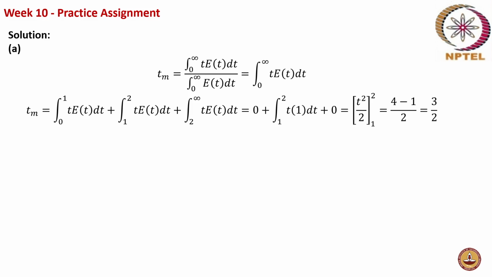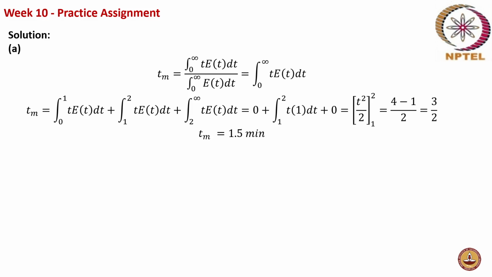The integration of x is x square by 2. So here it is t square by 2 within the range of 1 to 2. Applying the limits, you have 2 square minus 1 square divided by 2. That is nothing but 4 minus 1 by 2, which is equal to 3 by 2. So the mean residence time is nothing but 1.5 minutes.